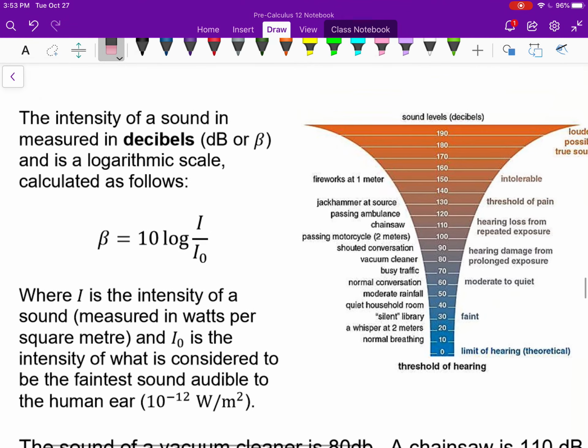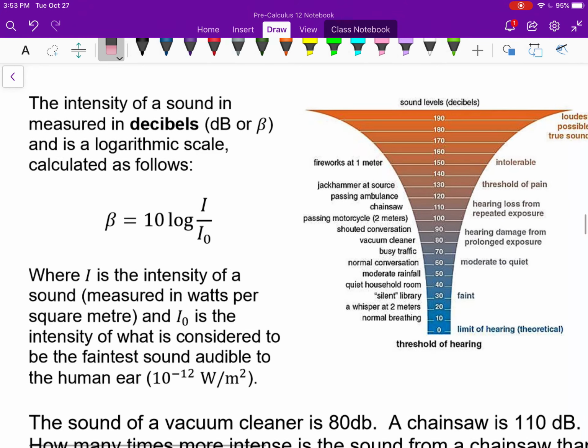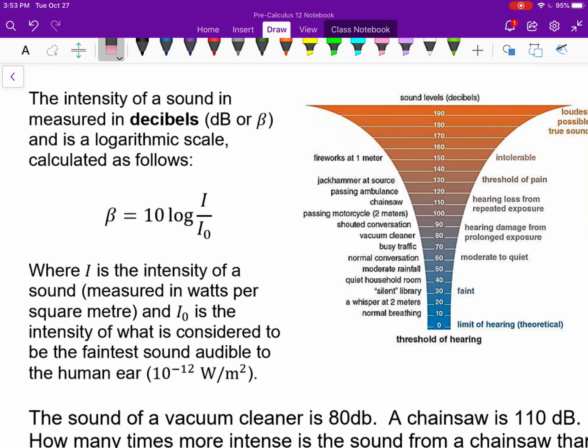All right, another logarithmic scale. And this is the last one I want to talk about, which is a measurement of the intensity of sound using decibels. And decibels are, again, a logarithmic scale. The way it's figured out is right here, where it's 10 times the logarithm of the intensity of a sound divided by this I naught. So very similar to how the magnitude of an earthquake is calculated. In this case, there's a 10 in front of it.